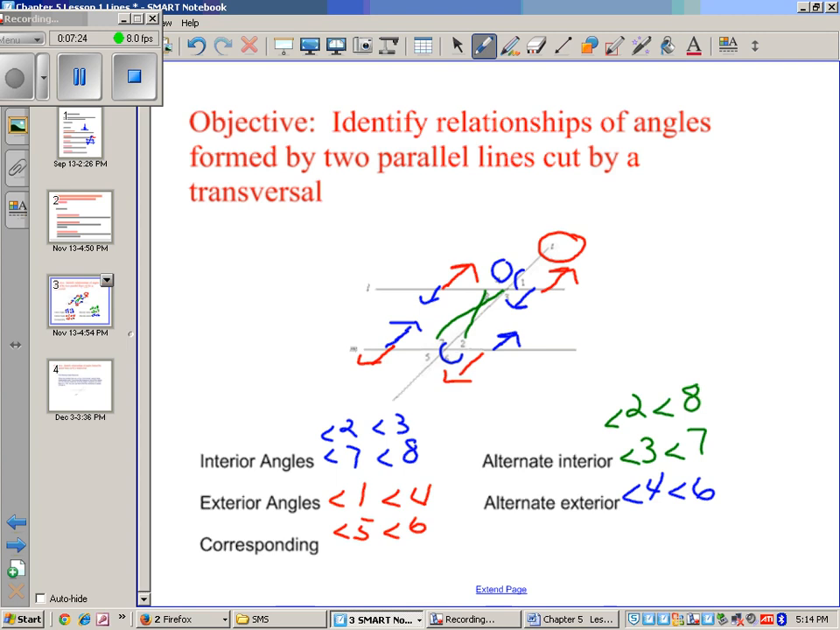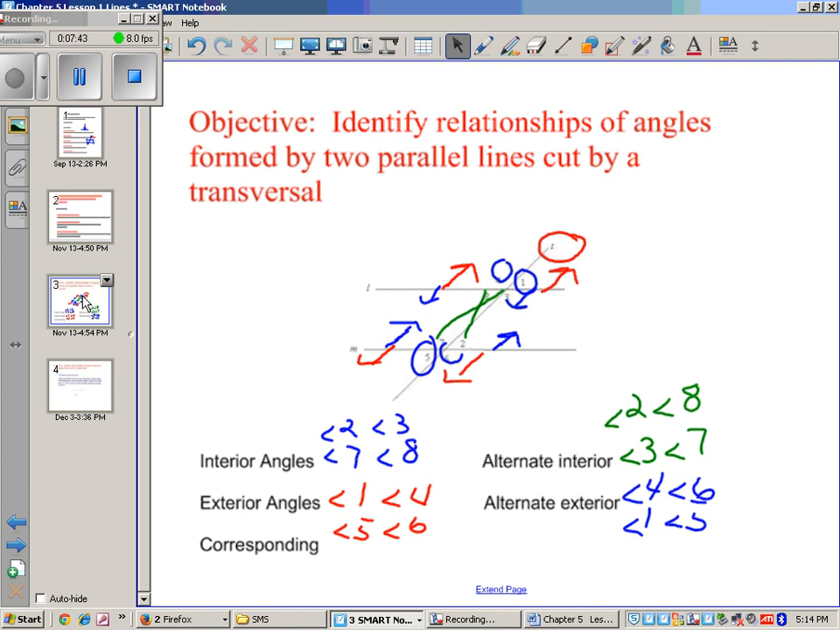And then we have 1 and we have 5. Angles 1 and 5 are alternate exterior. So alternate from one side of the transversal to the other, and you sort of jump across it a little bit.